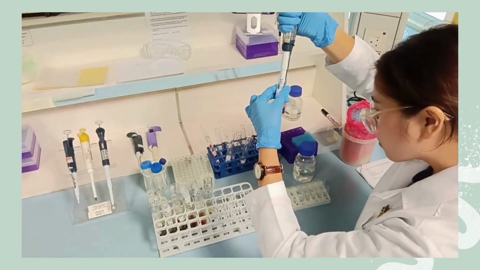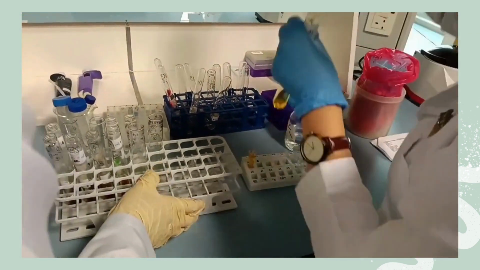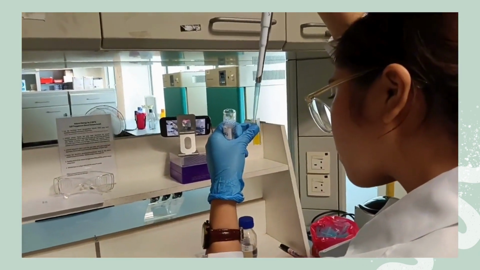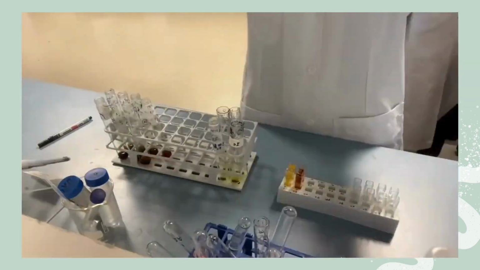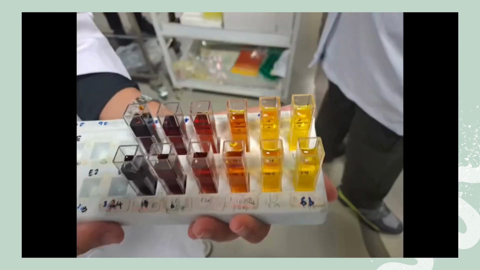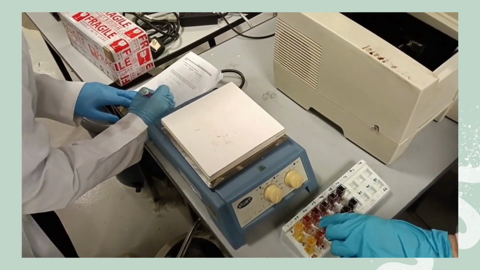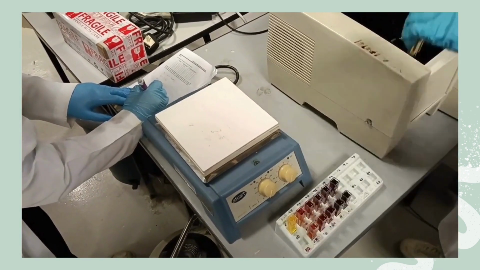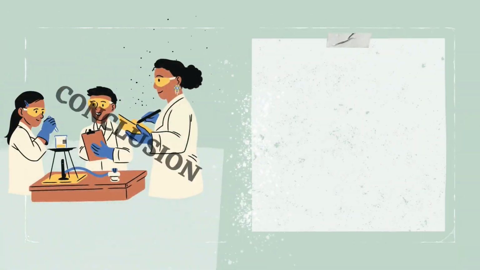Then, around 2 ml of each of the solutions was transferred into the cuvette. The optical density of the colored solution was read at 575 nanometers using test tube 1 as a control. The readings were recorded and the relationship between the optical density and the concentration of glucose solution was plotted.